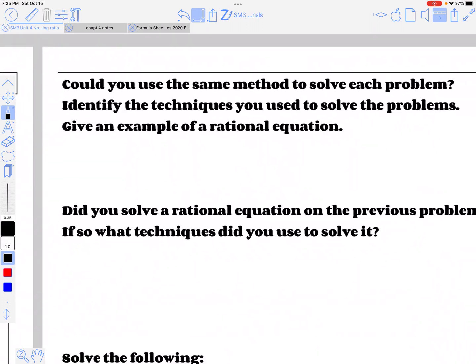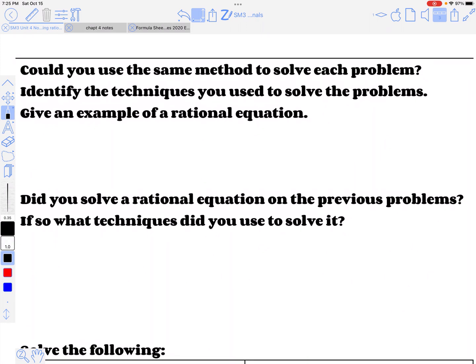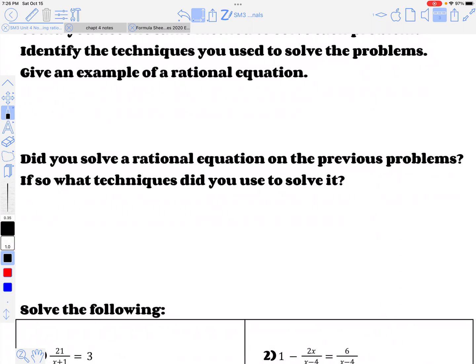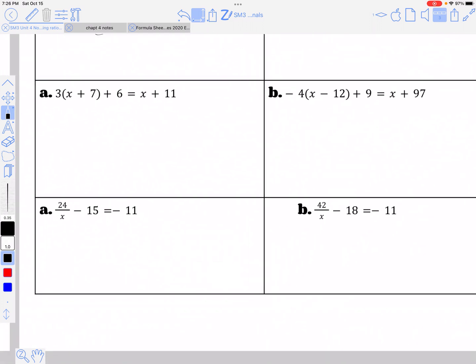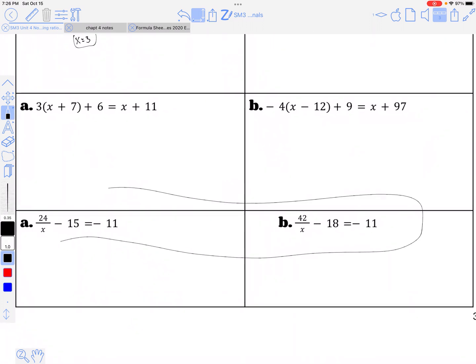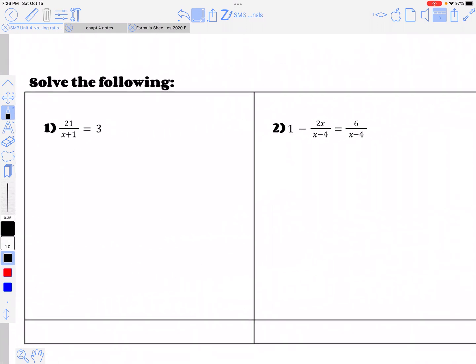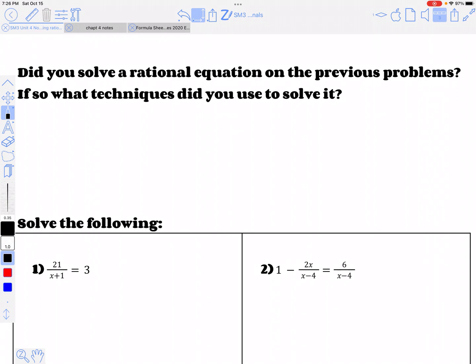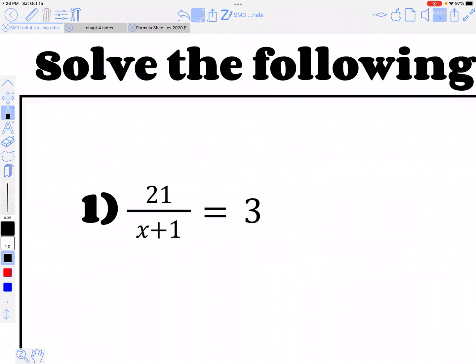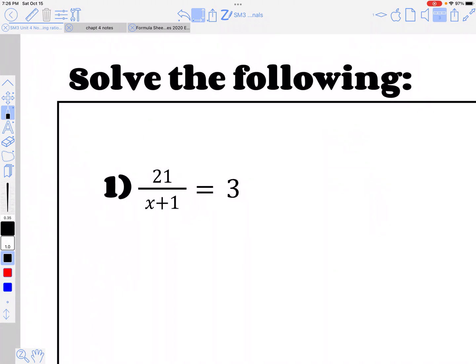All right, so you couldn't really use the same method because of that order that I was talking about. So think about the techniques that you had to use to do order of operations to undo the math happening, okay? So a rational equation is going to be one like this down here at the bottom. Rational is when you have a variable, the unknown, in the denominator, okay? So think about how you solve that last one. And let's do a few examples.